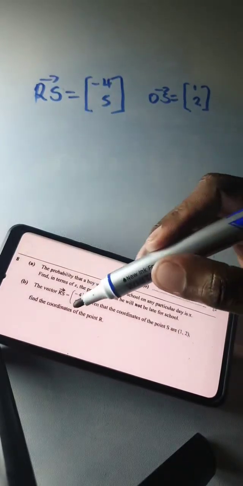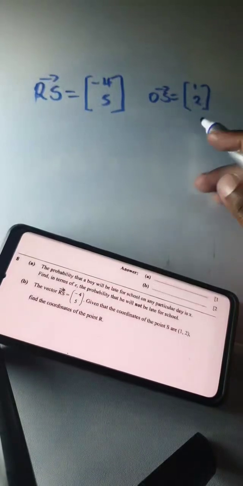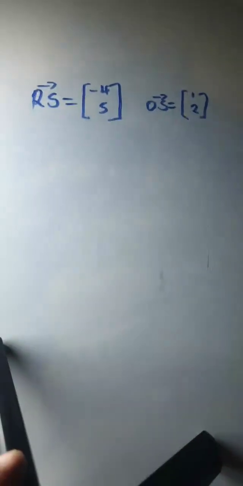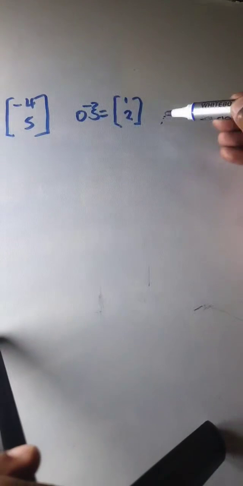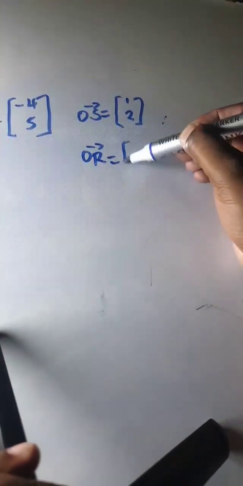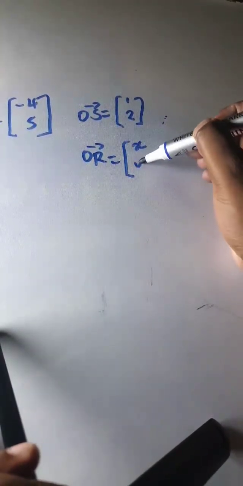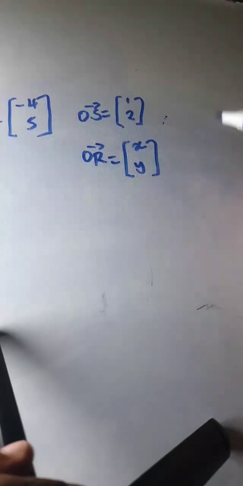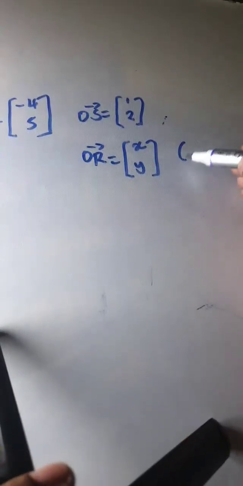Now they want us to find the coordinates of R. But before we get to the coordinates of R, we need first to find the position vector of R. So this time we'll call it OR, which is equal to unknown X, Y. But our final answer should be in the form of X, Y.